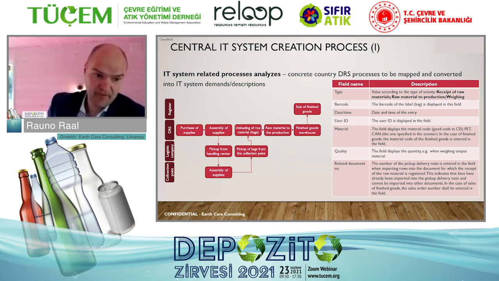Is it the register? Is it the DRS? Is it the logistics company or collection point itself? You can basically on the left side see the whole cycle of one little process. So these processes are put into the view of the IT system, which helps a lot on the next steps.